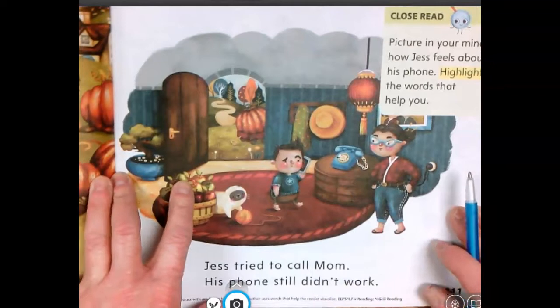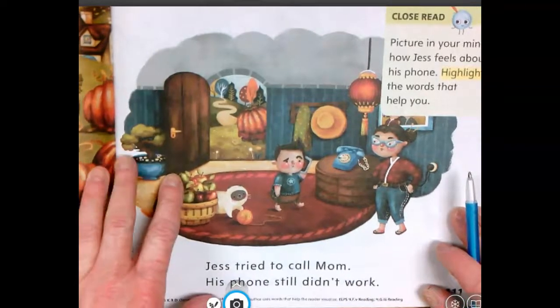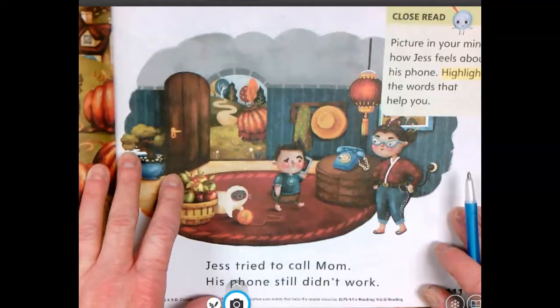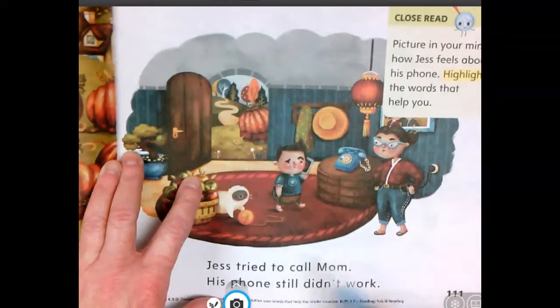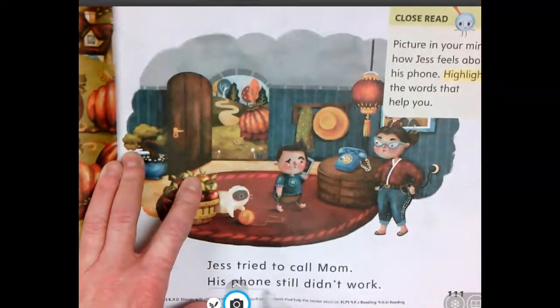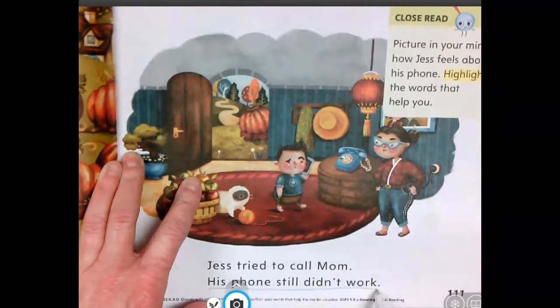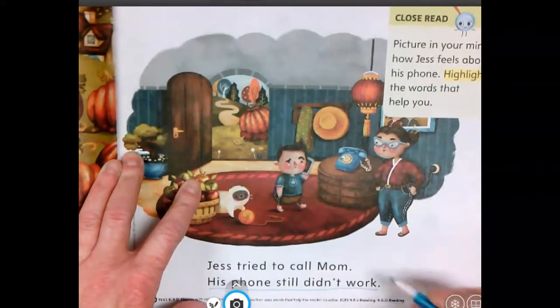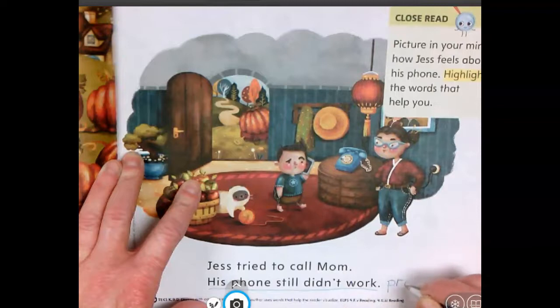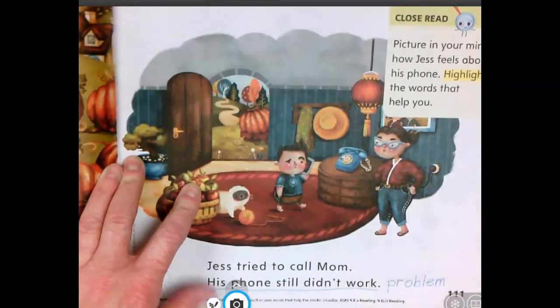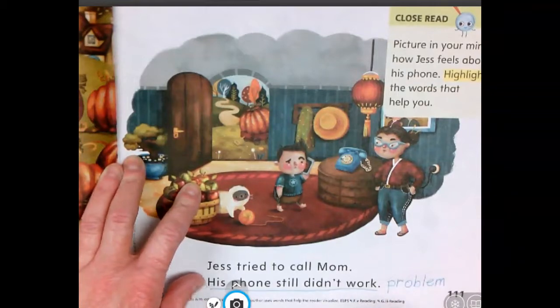What do you think the problem in this story is? The plot. His phone not working, right? His phone doesn't work. Let's underline that. And then next to it, we'll write the word problem. P-R-O-B-L-E-M. That's the problem in this story. He can't call his mom.